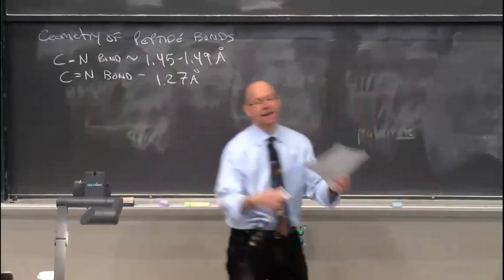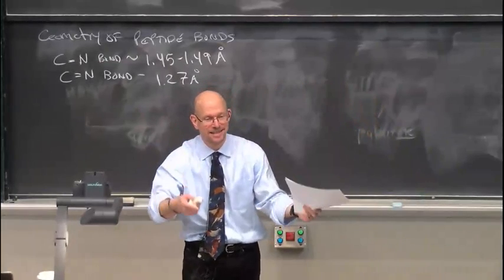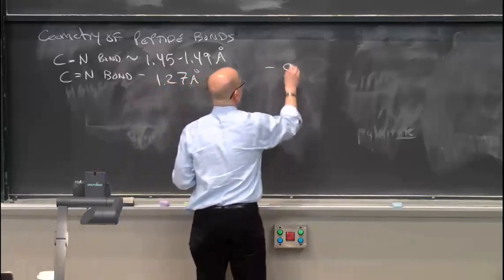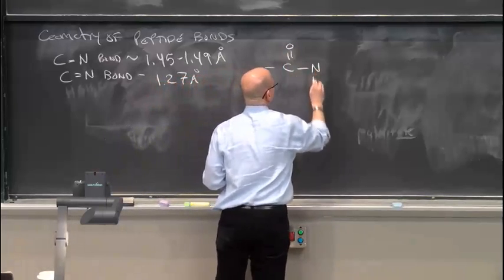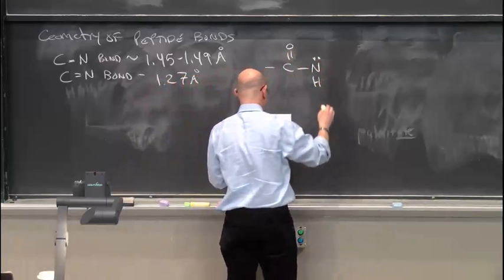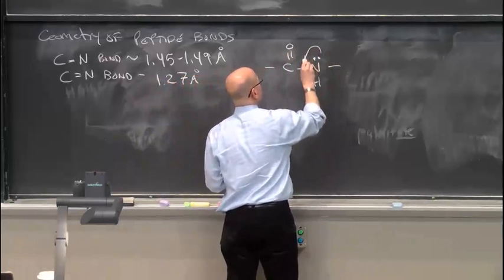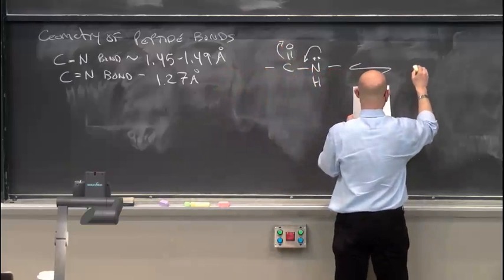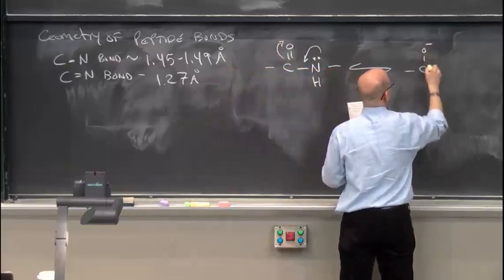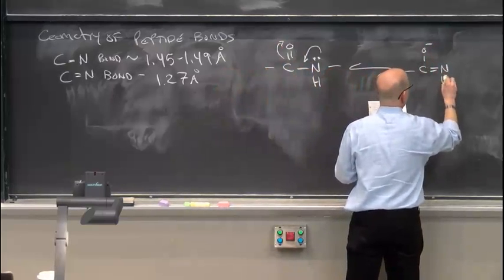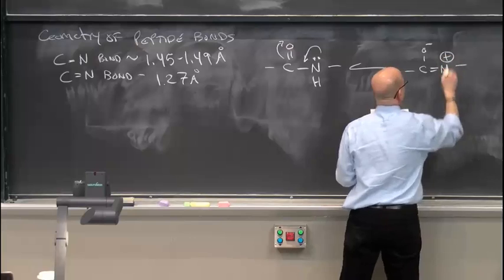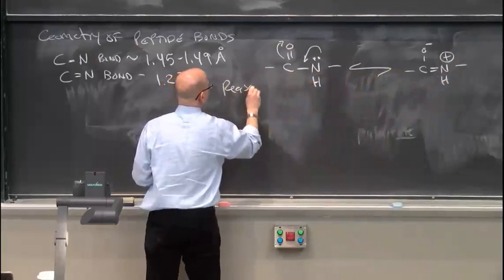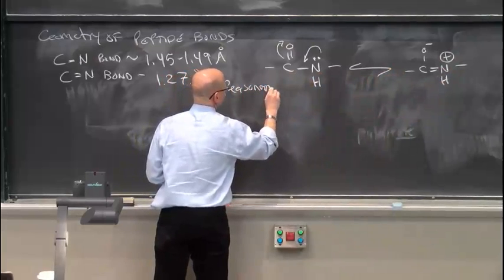And why is that? Now it's the answer you gave me earlier. That's resonance, right? Because, of course, what you have is this situation where the free electron pair on the nitrogen in the amide bond can give rise to this alternative structure. So this is resonance.